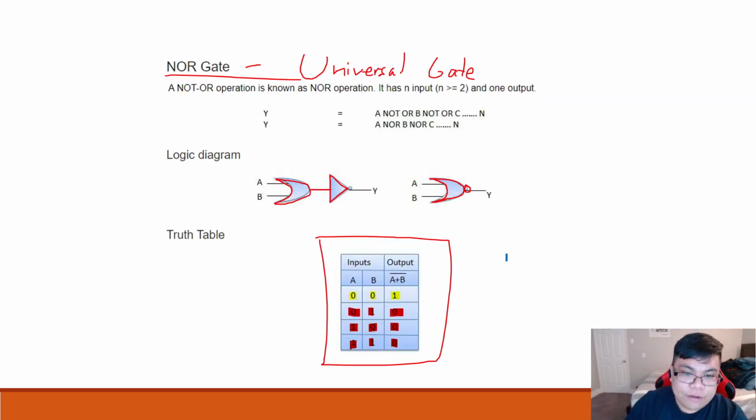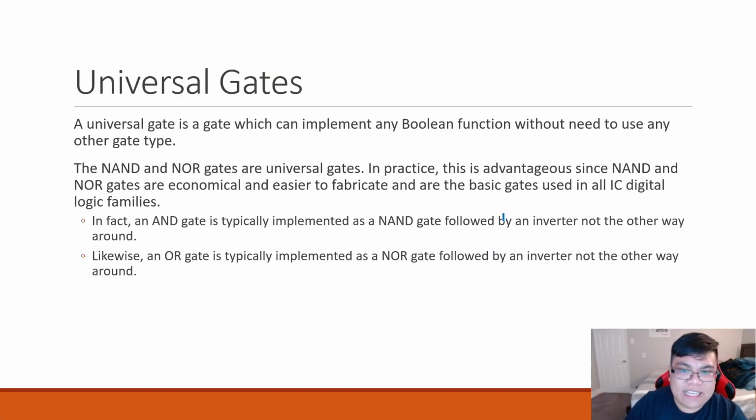Okay, so when we say that it can implement any Boolean function without the need to use any other gate, that means that if you wire enough NAND gates, you can create any gate you want. Any of the other 6 gates you want. If you have a NOR gate, you can again create any of the other 6 gates that you want. So since NAND and NOR gates are universal gates, we can use this feature. In practice, this is advantageous since NAND and NOR are more economical and safer to fabricate than the basic gates.